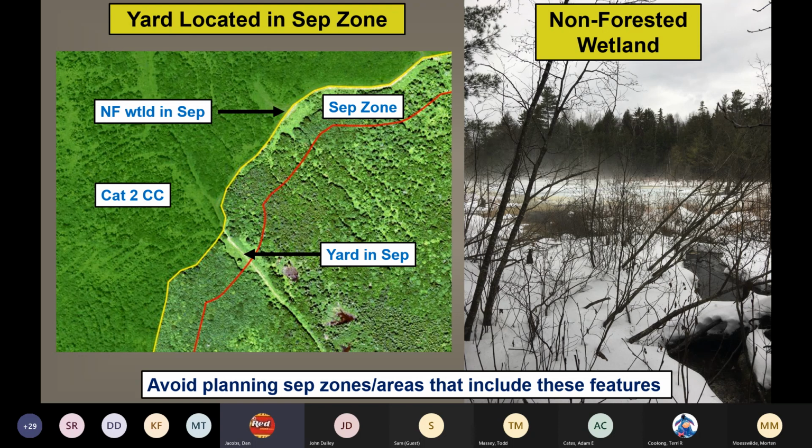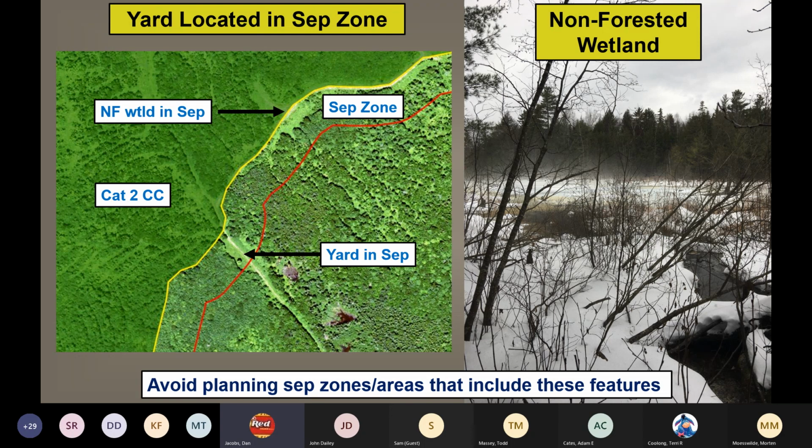The best approach is if you can put your yard space within the clear cut, or you put it outside the clear cut. Otherwise, you've got to adjust your separation zone width to account for the yard. Same thing with the non-forested wetlands. Here's a non-forested wetland right on the edge of the separation zone. If the separation zone could be modified to have that non-forested wetland occur outside the separation zone, that would be ideal. If not, the separation zone width has to be adjusted to account for that non-forested wetland.